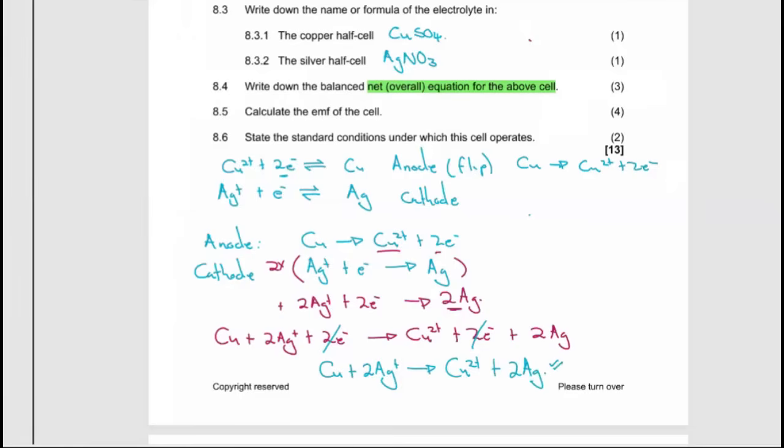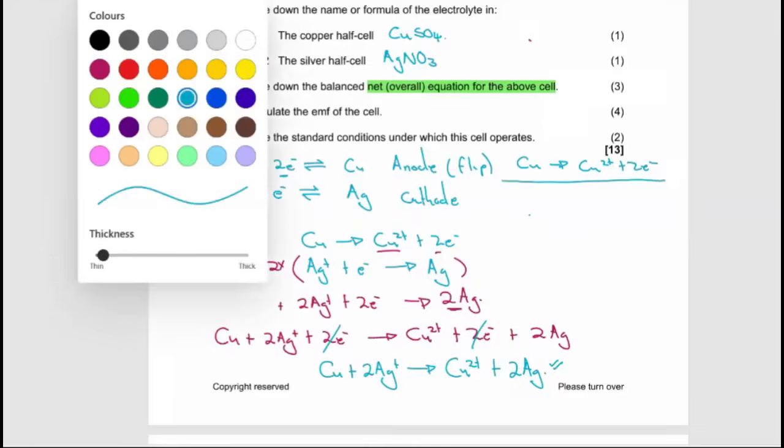So this is where you're going to get all your marks. So write down your balanced equation. So it's balanced like that. Can you see the number of electrons are also balanced?